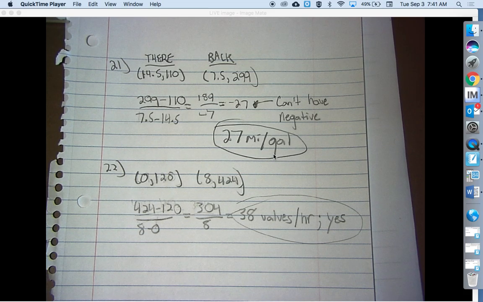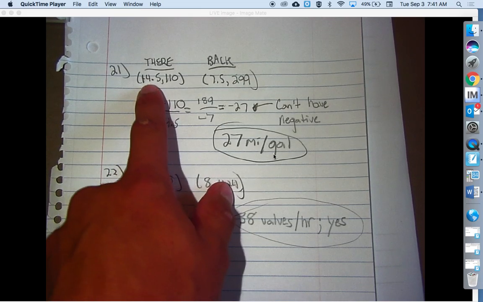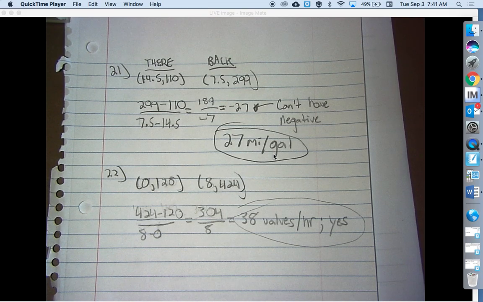So I thought of it as the X would be the gas. That would be the independent variable because gas kind of depends on how far you're going to get. And then the miles would be the dependent variable. And so I just did the slope formula to find it.